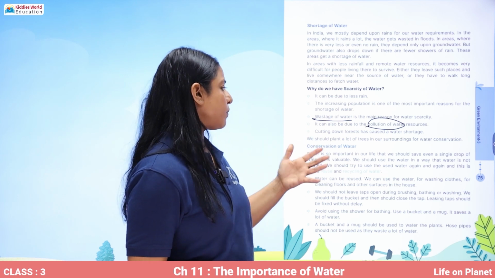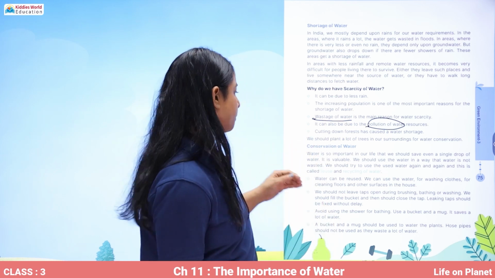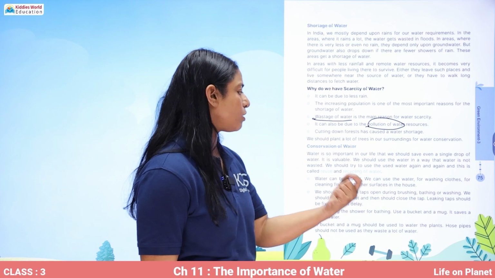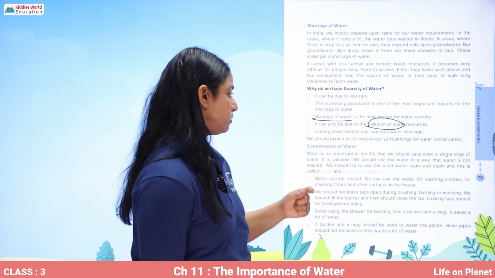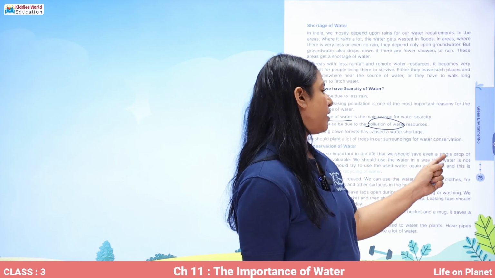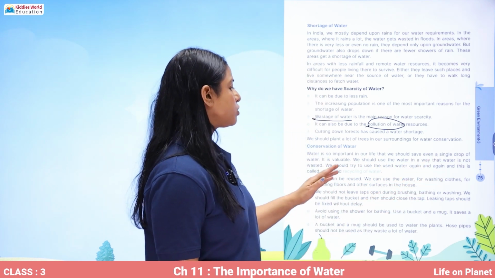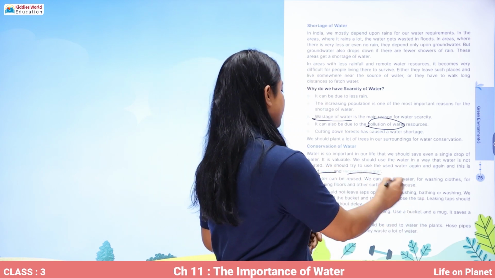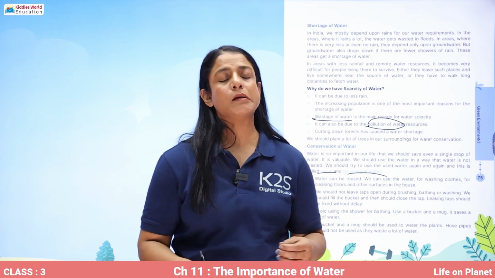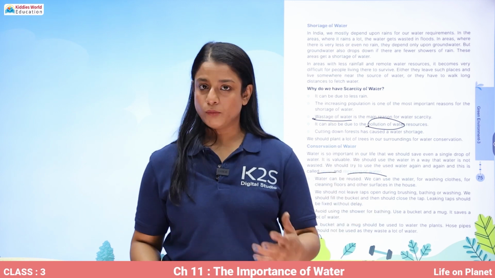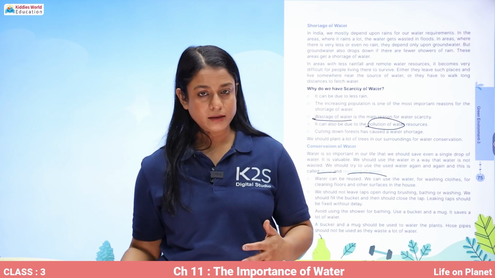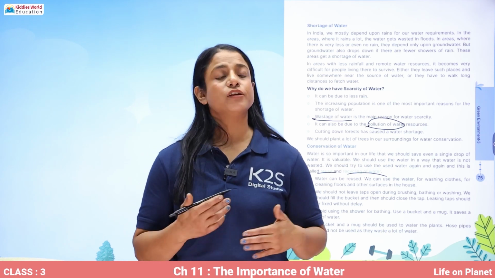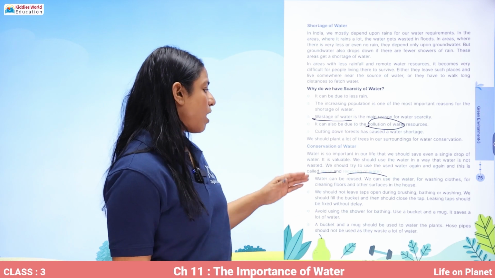Now, what is conservation of water and how can we do that? Water is so important in our life that we should save even a single drop of water. It is valuable. We should use water in a way that it is not wasted. We should try to use the water again and again, and this is called reuse and recycling of water. So it is very, very important to conserve water. First of all, to collect it, and once we have collected it, we should not waste it, and we should reuse and recycle it.